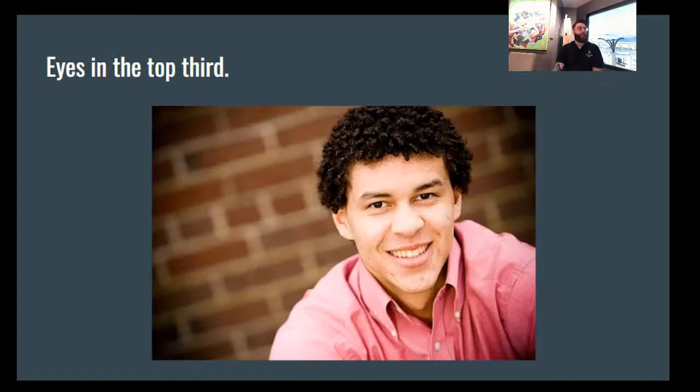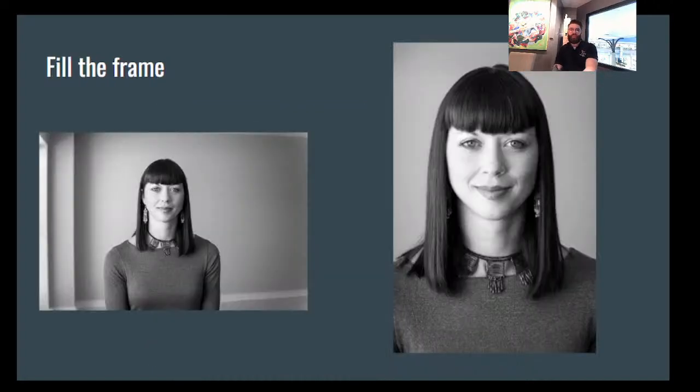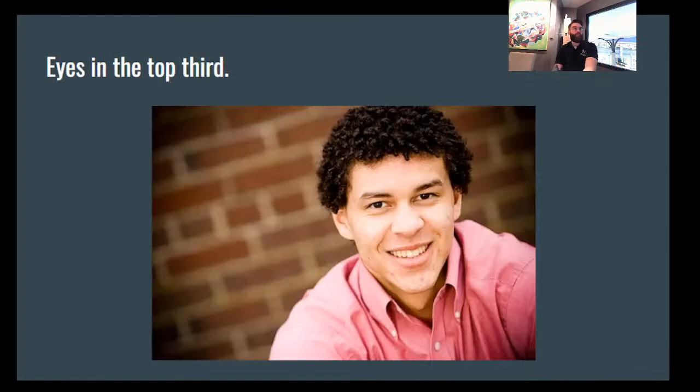Eyes in the top third. If we divide an image into 3 sections, and we will later, we divide photos into 9 squares basically. We want to make sure that if we're taking a portrait picture, and it does apply for this one too, we want to keep the eyes in the top third of the picture frame. So in this case, his eyebrows are more likely on the top third line.